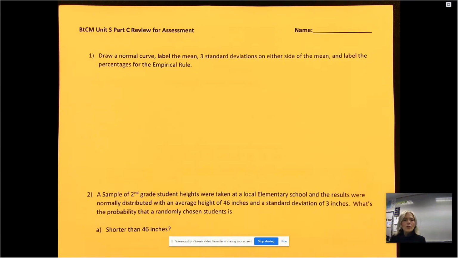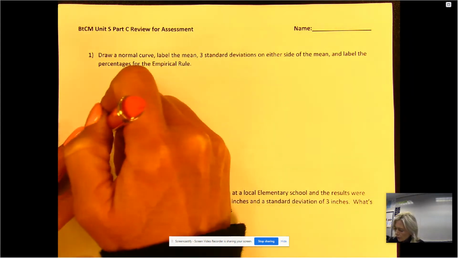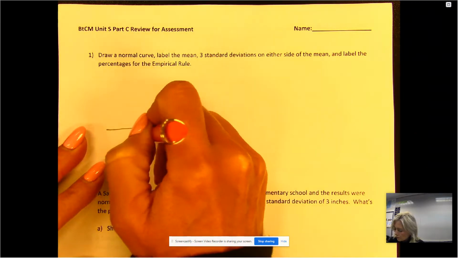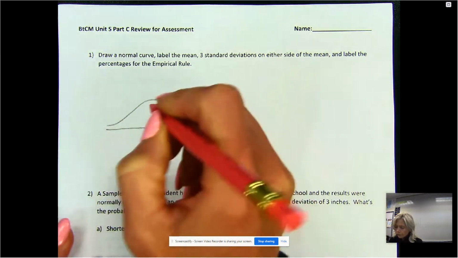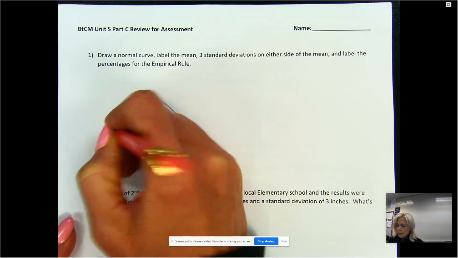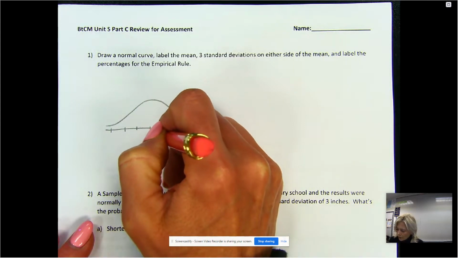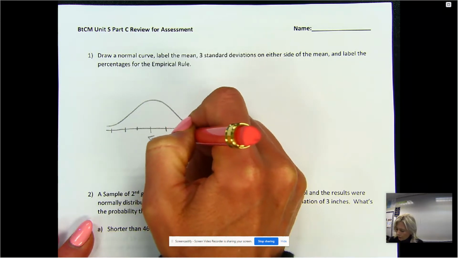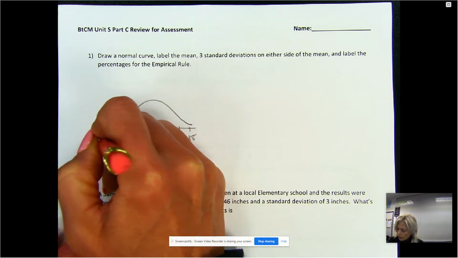All right, so number one, draw a normal curve, label the mean, 3 standard deviations on either side of the mean, and label the percentages for the empirical rule. So we have our mean in the middle, and a normal curve looks something like that. 1, 2, 3 standard deviations, 1, 2, 3 standard deviations. So we go 3 standard deviations in each direction. This is 1, 2, and 3. This is -1, -2, and -3.